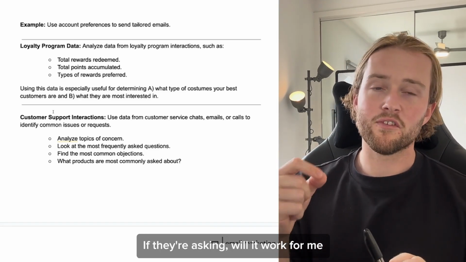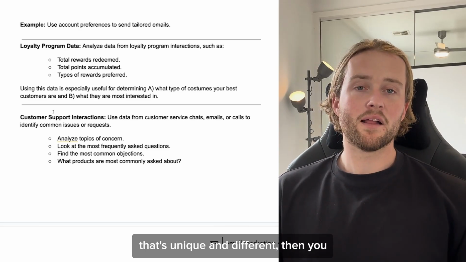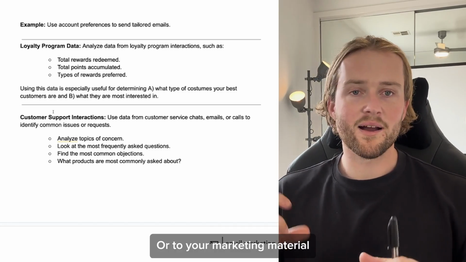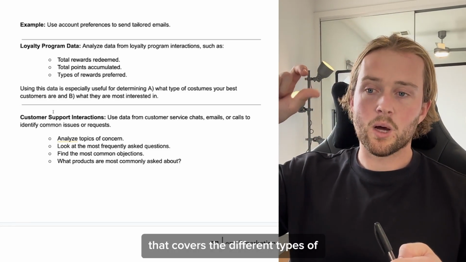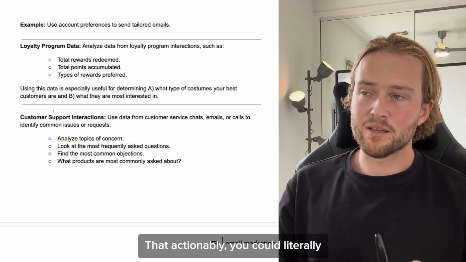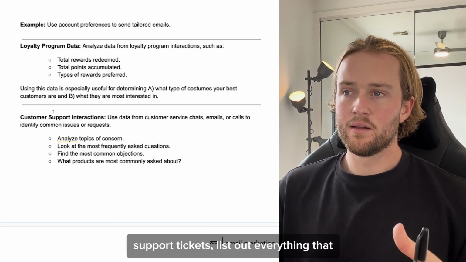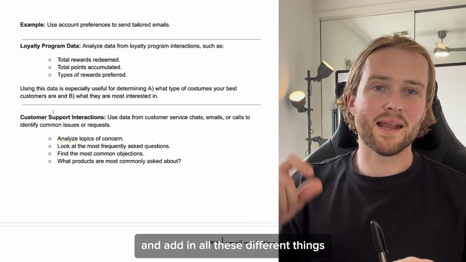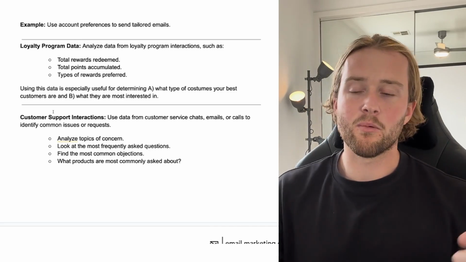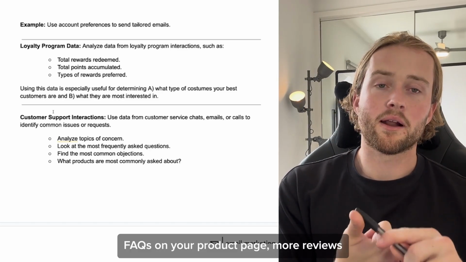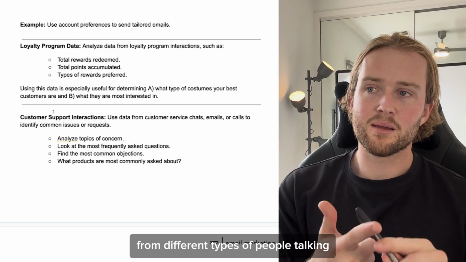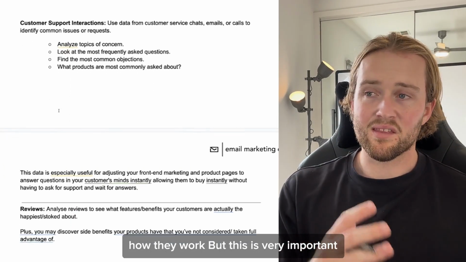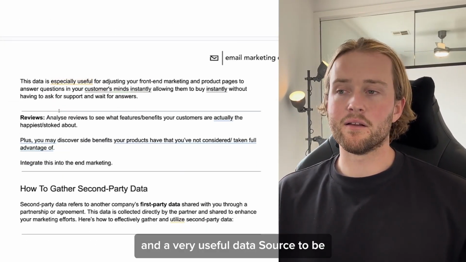If they're asking, will it work for me because I'm X, Y, or Z special flower that's unique and different, then you should be adding more views to your website or to your marketing material that covers the different types of customer avatars that you have. But actionably, you could literally just go through all your customer support tickets, list out everything that people wanted or are concerned about, and then go through one by one and add all these different things within your marketing journey somewhere, whether that's more information or FAQs on your product page, more reviews from different types of people talking about different types of things, or more information about the mechanisms behind your product, or why and how they work. But this is a very important and very useful data source to be looking at.